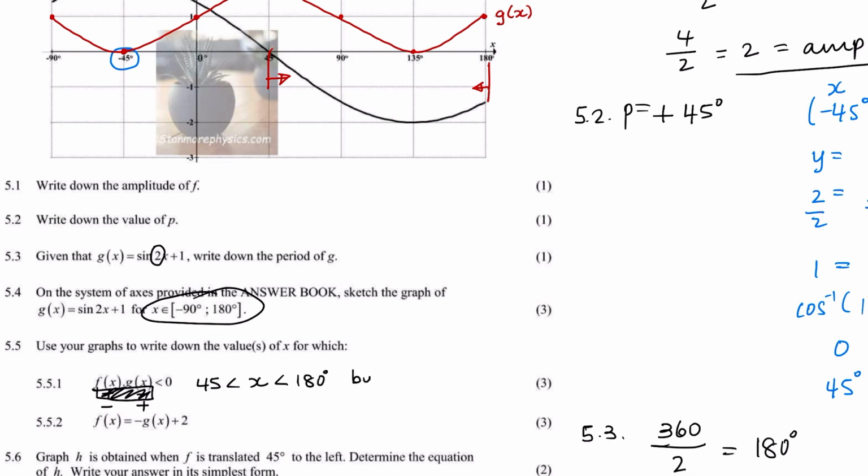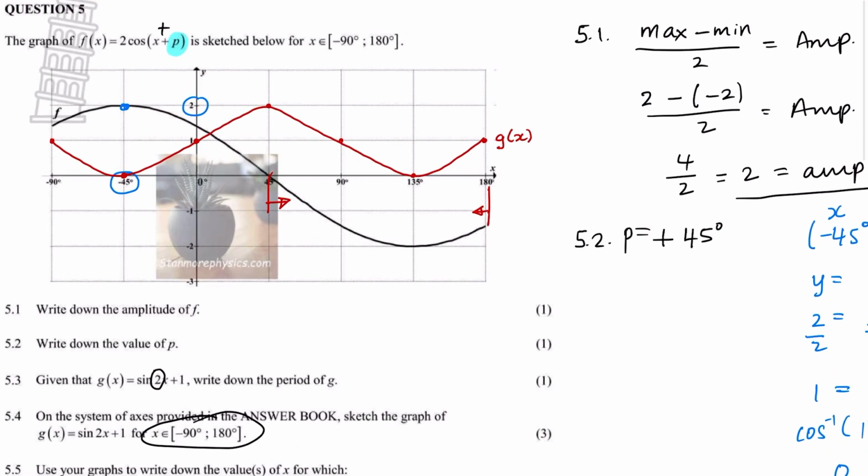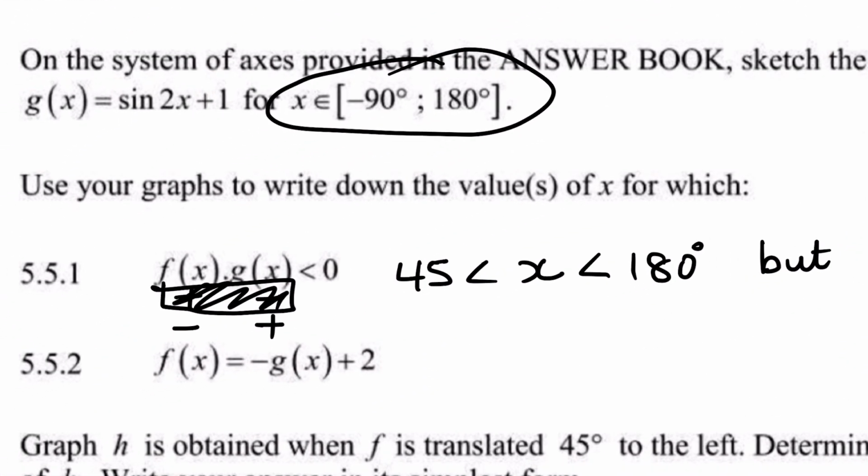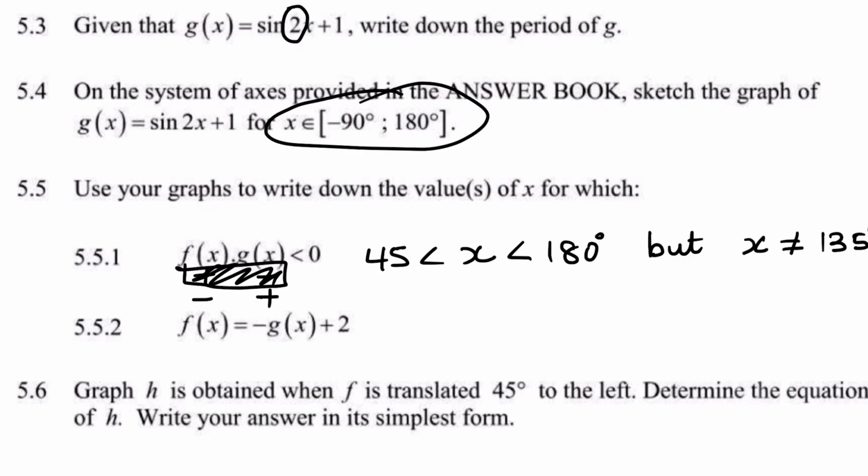But x cannot equal 135. The reason I'm omitting 135 is because at 135, g of x is 0. Remember, the question asks for a solution that is less than 0. If it's equal to 0, we still cannot take it. It needs to be less than 0. So that would be our answer.